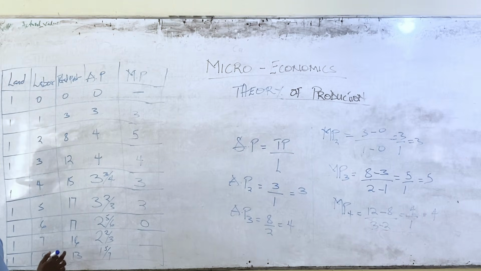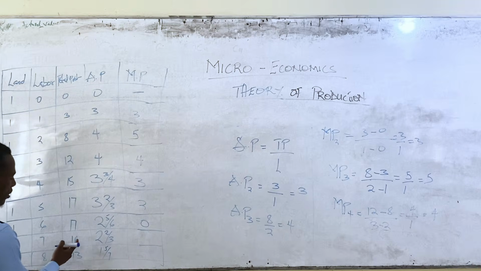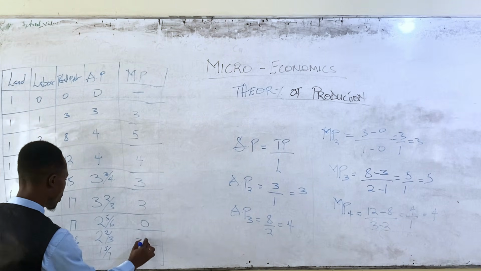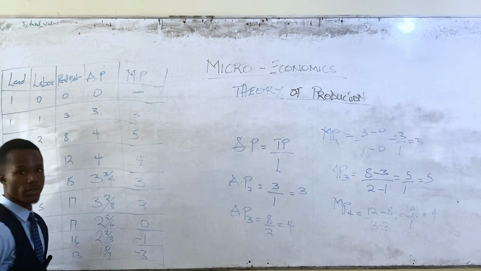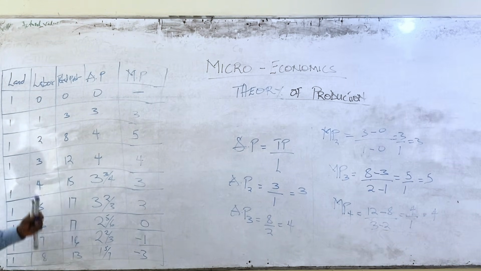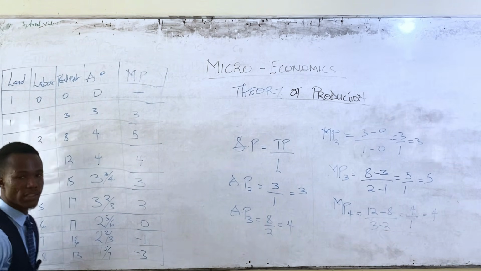Okay, so 16 minus 17 here divided by 7 over 6 is the same as 16 minus 17, which is negative 1. And 30 minus 16 is negative 3. Okay, so we are done with our table. Now let's look at the graph.